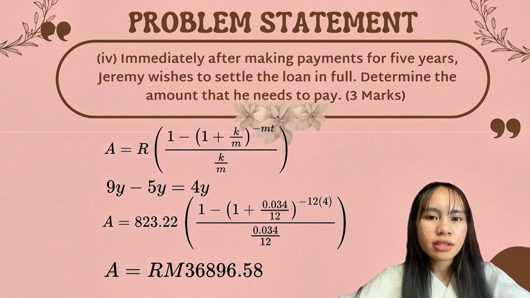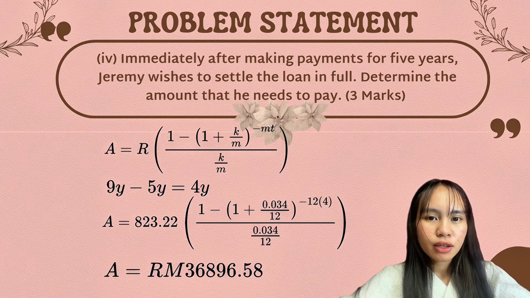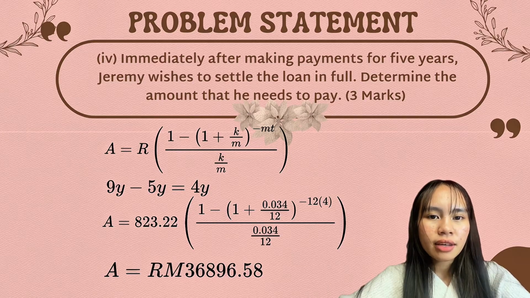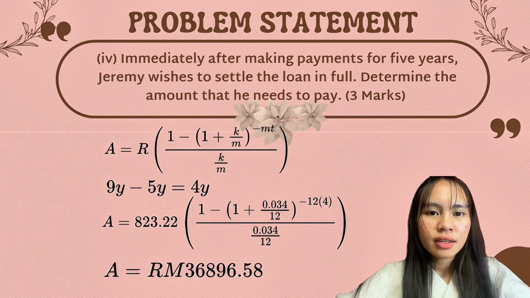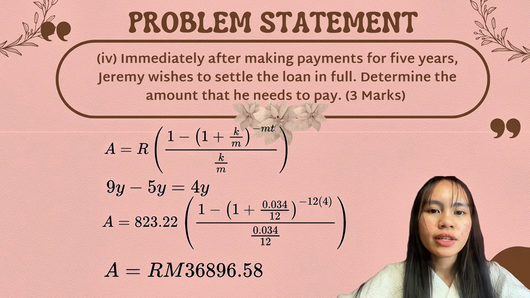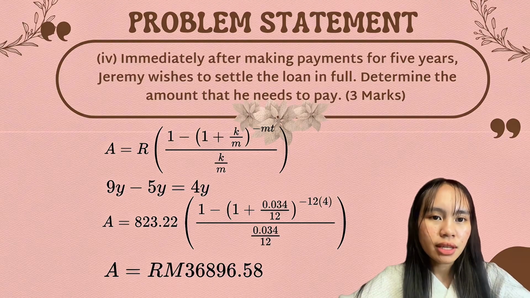However, Jeremy has already paid for the first 5 years. Therefore, there are only 4 years remaining. The question now asks for the amount that needs to be repaid for those remaining 4 years. So, here we're going to use the present value formula. Next, we insert all the relevant information into the formula. Therefore, the amount of the present value is 36,896 ringgit and 58 cents.